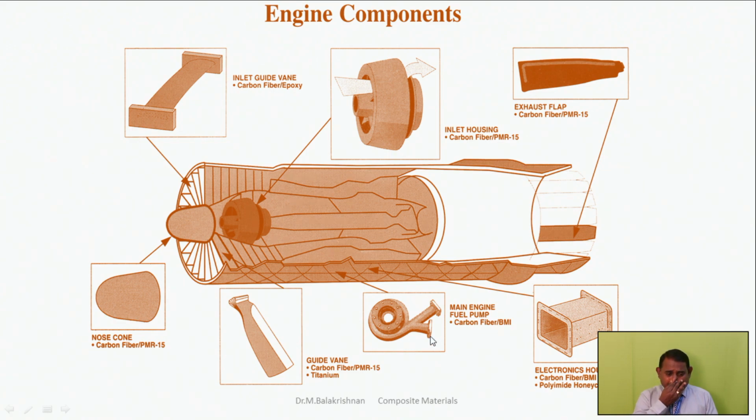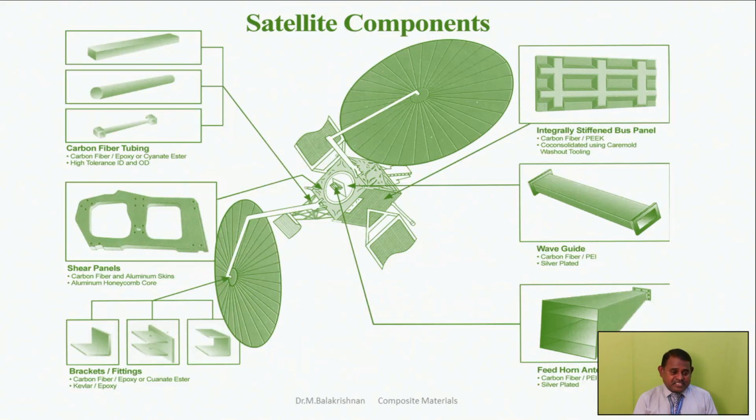You see, high temperature applications even nowadays are replaced by existing materials through the application of various composite structures. You can also claim some applications related to satellite components: carbon fiber tubing and shear panels, brackets, fittings, integrally stiffened bus panel and feed horn antenna. Six different locations are highlighted in this picture.